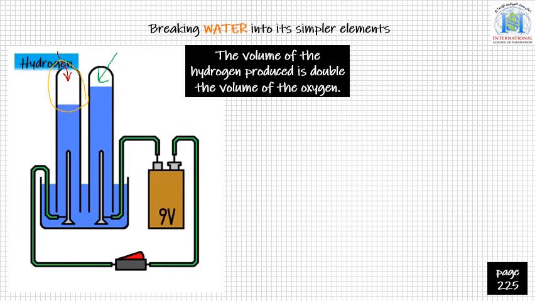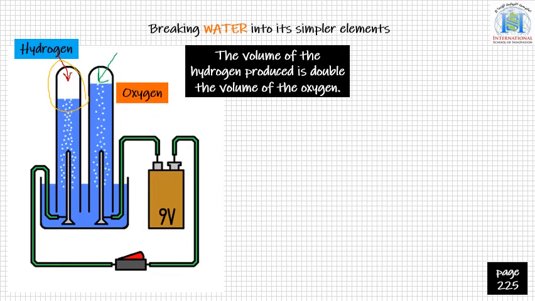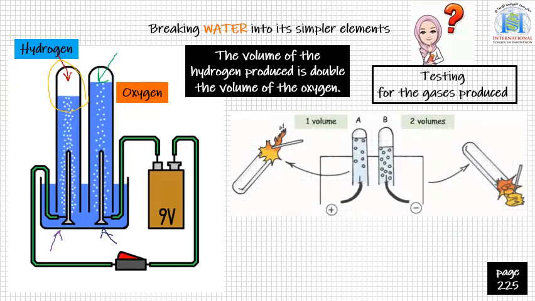Okay, so the volume of the hydrogen formed in the first tube is double the volume of the oxygen formed in the second tube. And we can now identify the 2 types of electrodes. This one is the cathode, since we said that hydrogen forms at the cathode, and this one is the anode, since oxygen forms at the anode, okay? But what is one way to test for the gases produced? How do we know that the gases formed are oxygen and hydrogen?